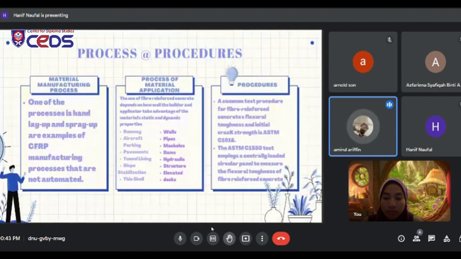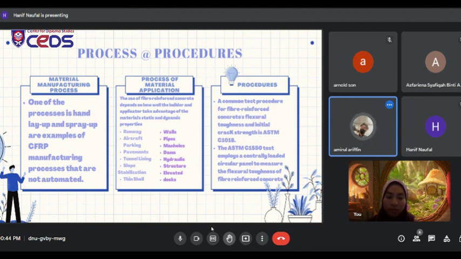The use of fiber reinforced concrete depends on how well the builder and applicator take advantage of the material's static and dynamic properties. Examples are runway, aircraft parking, pavement, tunnel lining, slope stabilization, thin shell, wall, pipes, manhole, dam, hydraulic structure, elevated, and lastly deck.